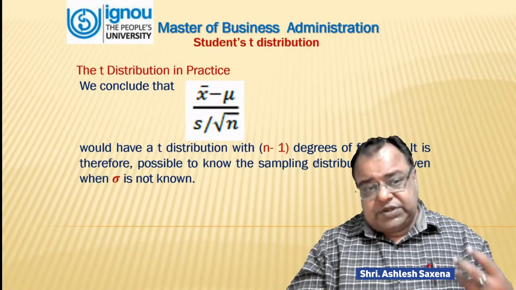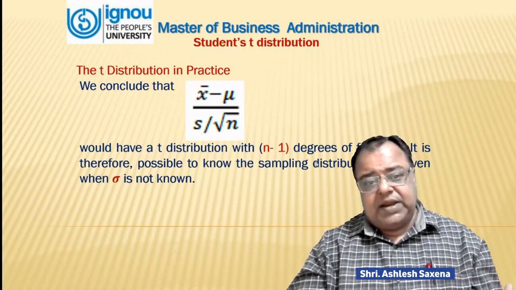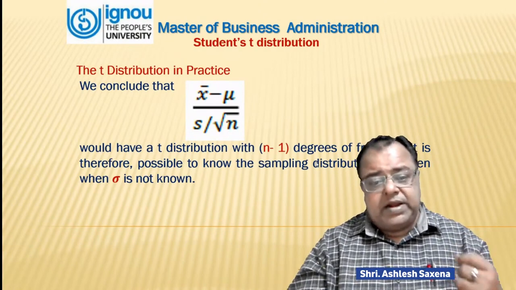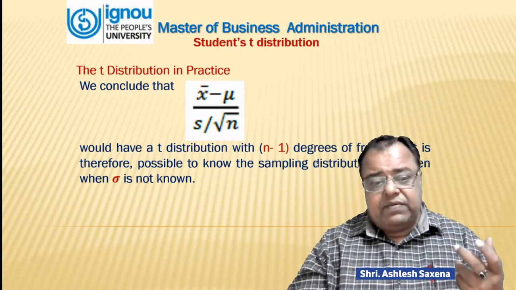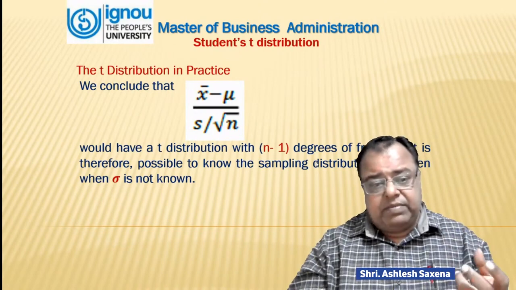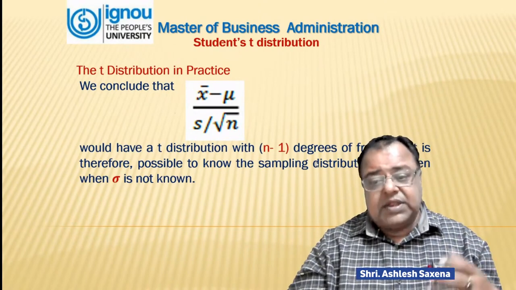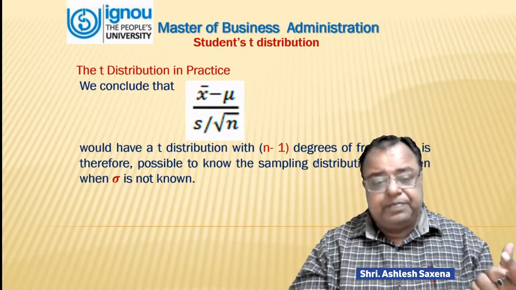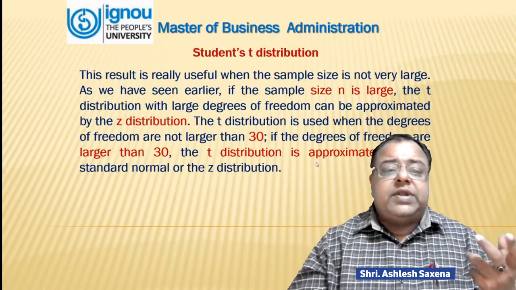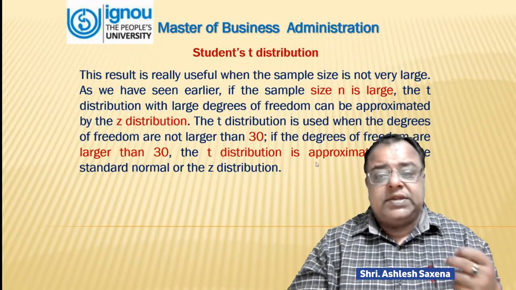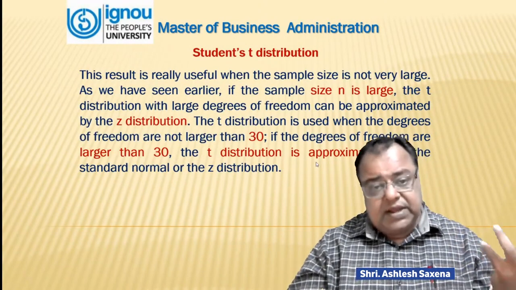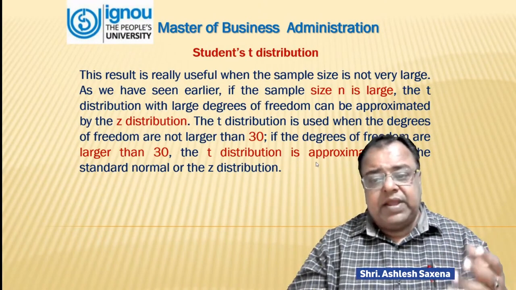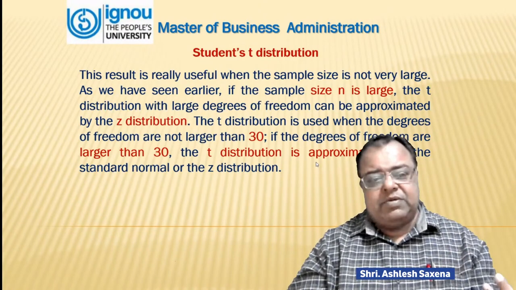How is this T distribution used practically? It is x bar minus mu upon s divided by under root n, and that would have n minus 1 degrees of freedom. It is therefore possible to know the sampling distribution of x bar even when sigma is not known. This result is really useful when the sample size is not very large. As we have seen earlier, if the sample size is large, the T distribution with large degrees of freedom can be approximated by the Z distribution.